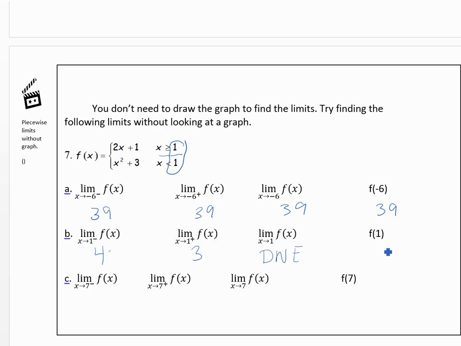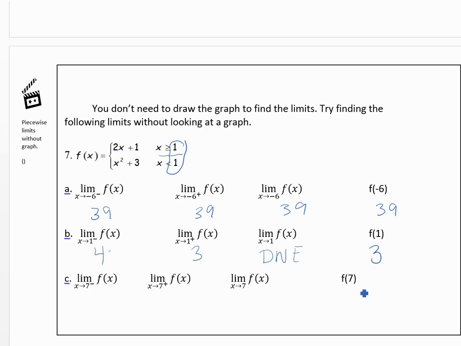And our function value is where the equal to part is. So since the top line is greater than or equal to, we know we would plug 1 in there and get 3. Okay, and then 7's not a place where the function changes or anything.